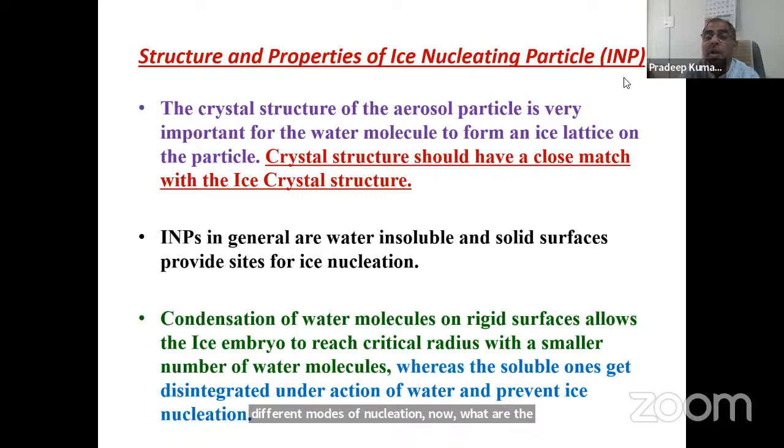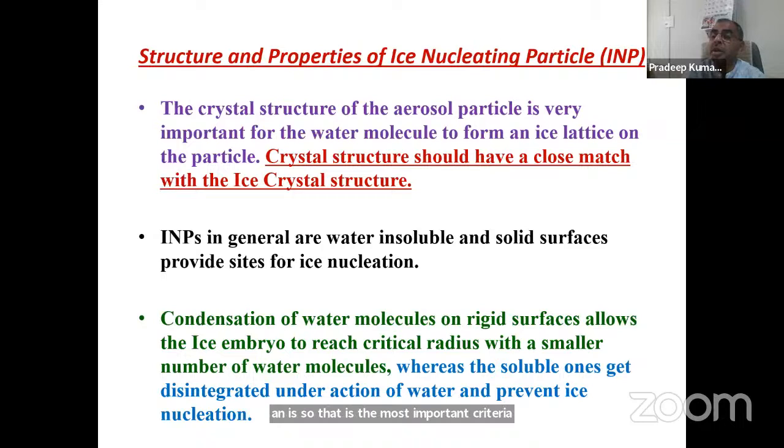Now, the crystal structure, because these are basically aerosol particles which are there in the atmosphere. The crystal structure of the aerosol particle is very important for water molecules to form an ice lattice on the particle. So basically, the crystal structure of your ice nucleating particle should have a close match with the ice crystal structure. The lattice structure should be similar to an ice crystal. That is the most important criterion for any aerosol particle to act as an ice nucleating particle.